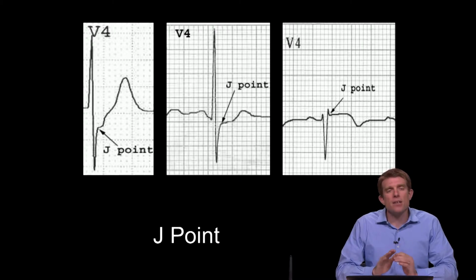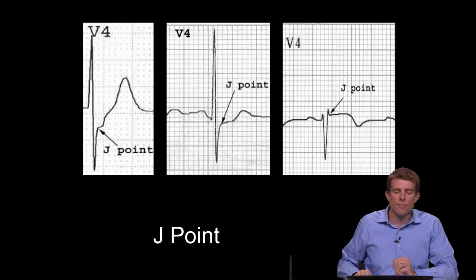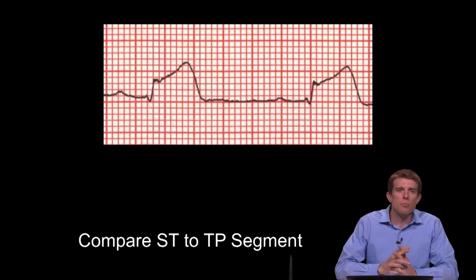And that is where you see a change in the slope of the QRS complex. So in this initial picture, you can see the J point, the change in the slope there. In the second picture, you can see the change in that slope again. And then in that final picture on the right-hand side of the screen, you can see that that J point is elevated because the QRS comes up, but then it changes the slope and levels off. So we want to identify that J point.